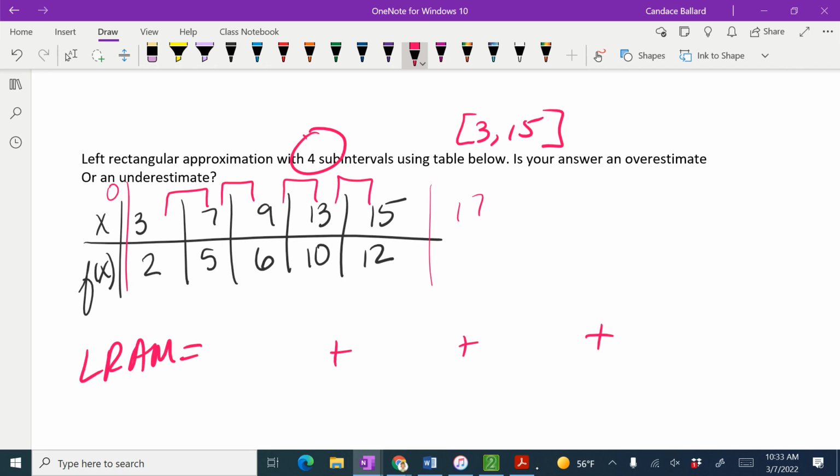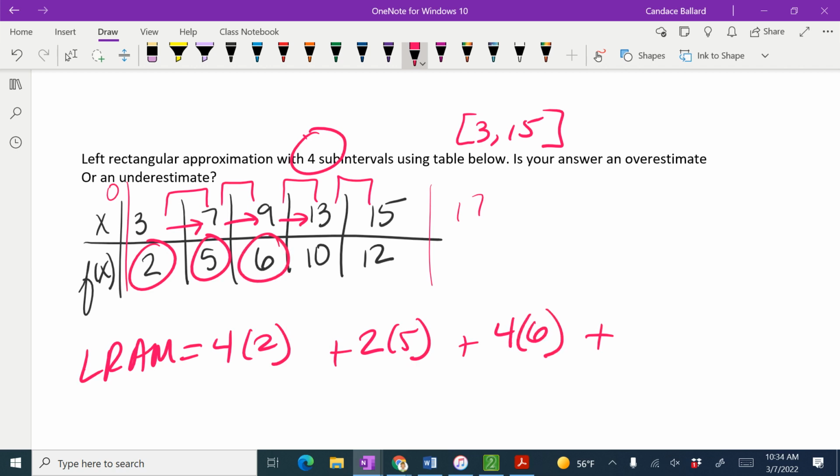I'm starting from the left because it says left. So what's the first distance in between? 4. What's my height? 2. Good. My next distance in between? 2. What's my height? 5. Good. My next distance in between? 4. Okay, height. 6. Distance in between? 2. Height. Okay. And I know to stop because of the way I set it up.